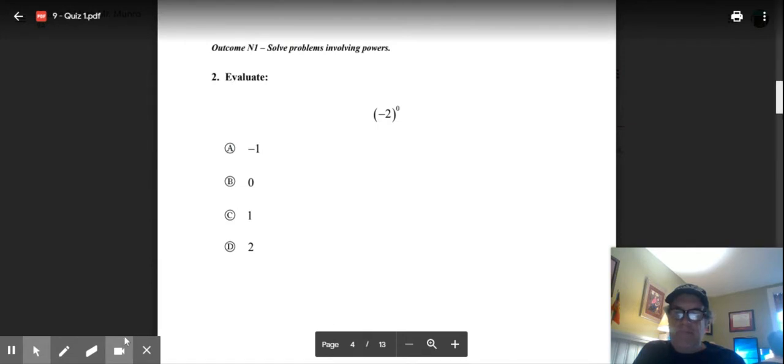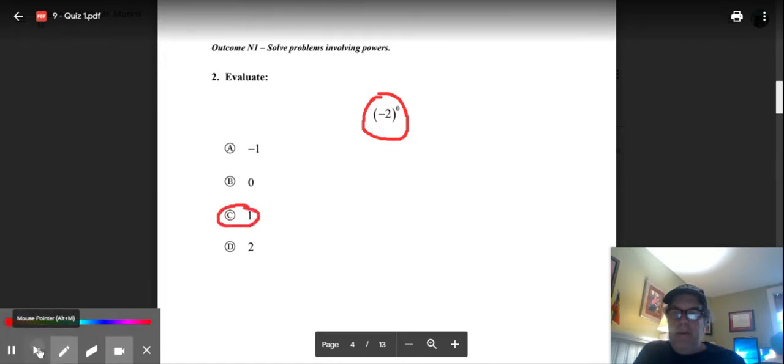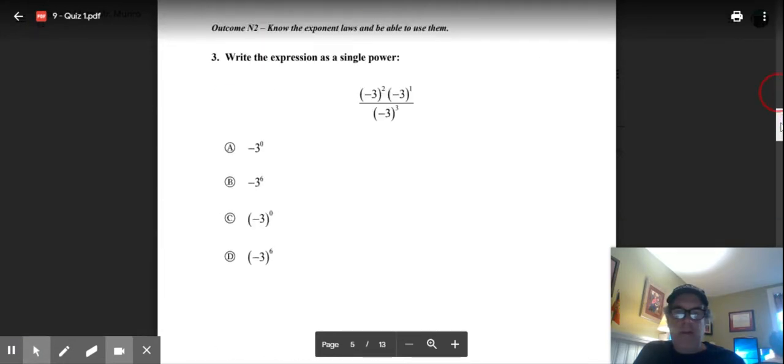For this one, it just might be a reminder that anything that you have that's attached to the exponent 0 is equal to 1. Okay, and next, on to 3.